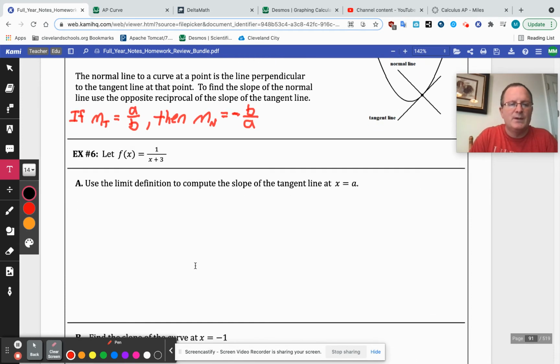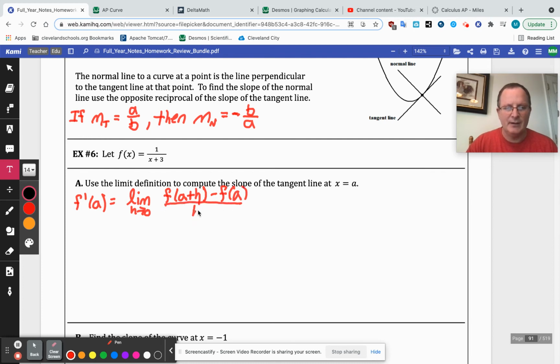Okay, so here's one where we've got a whole bunch of stuff going on. It says use the limit definition to compute the slope of the tangent line at x equals a. Okay, fine. So that means we're looking for f prime of a, and that is equal to the limit as h approaches 0 of f of a plus h minus f of a, all over h. That's just the limit definition of the derivative, the instantaneous rate of change when x is equal to a.